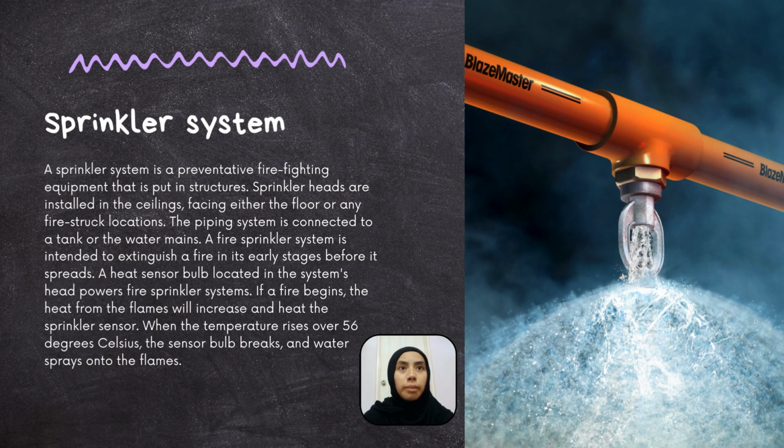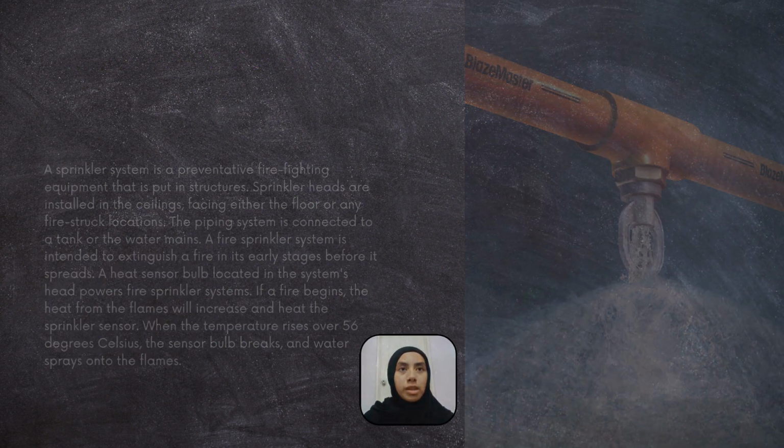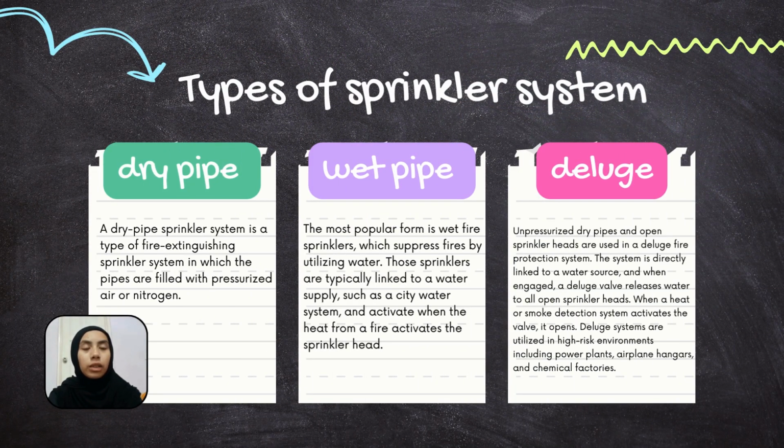A heat sensor bulb located in the system's head powers fire sprinkler systems. If a fire begins, the heat from the flames will increase and hit the sprinkler sensor. When the temperature rises over 56 degrees Celsius, the sensor bulb breaks and water sprays onto the flames. The sprinkler system is divided into 5 types, which are the dry pipe system, wet pipe system, deluge fire sprinkler system, foam water fire sprinkler system, and pre-action system.